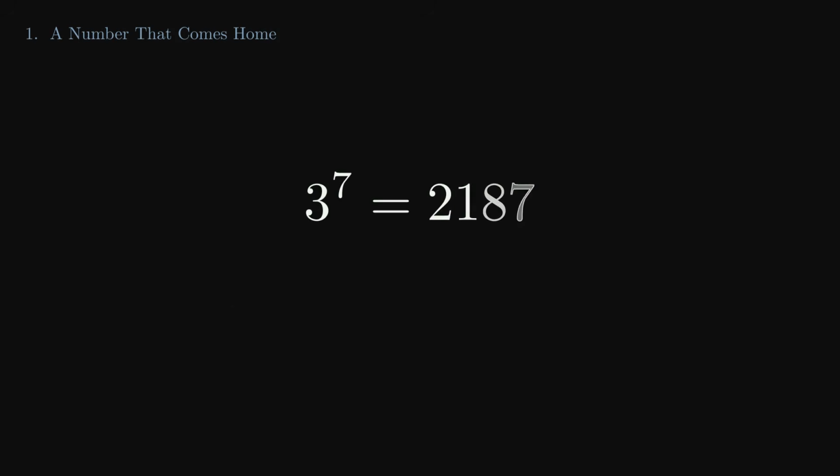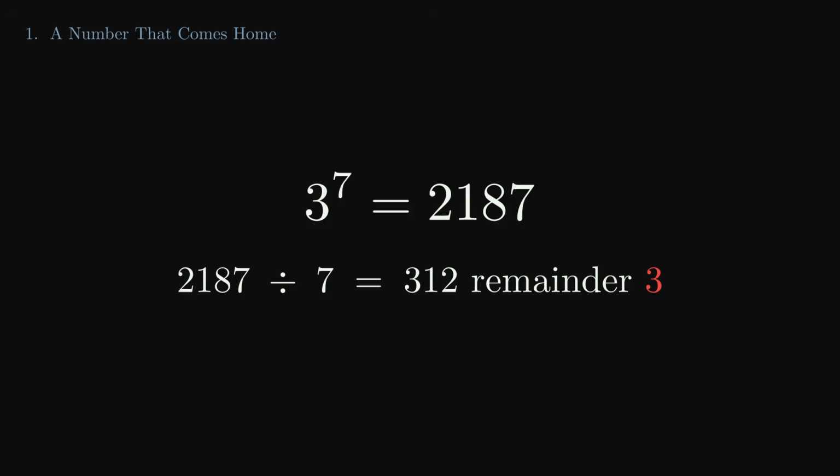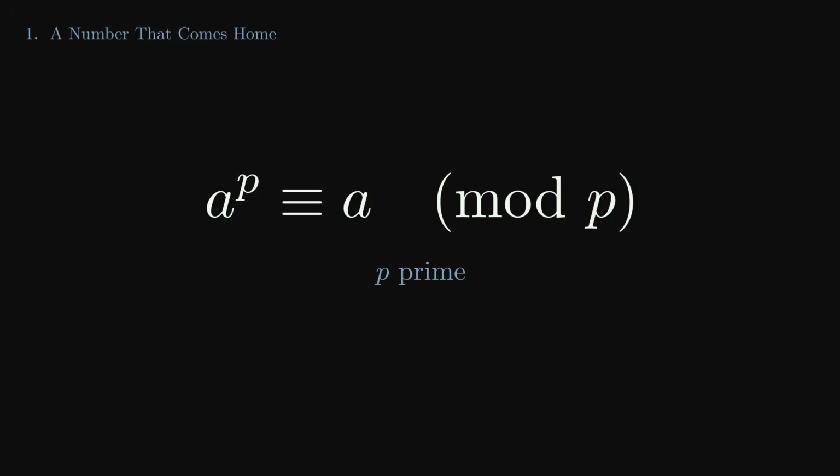Take 3, raise it to the 7th power, and you get 2187. Divide by 7, and the remainder is 3. Again, the number came home. The pattern is this. Pick any whole number, raise it to a prime power, and divide by that same prime, and the remainder is always the number you started with.